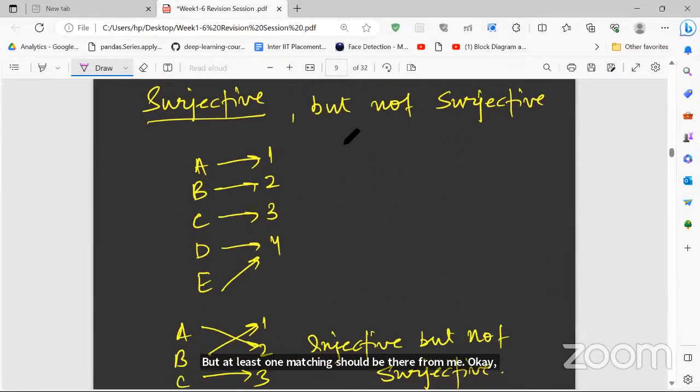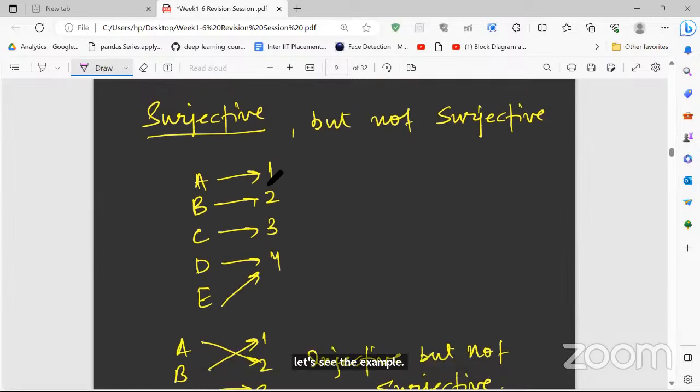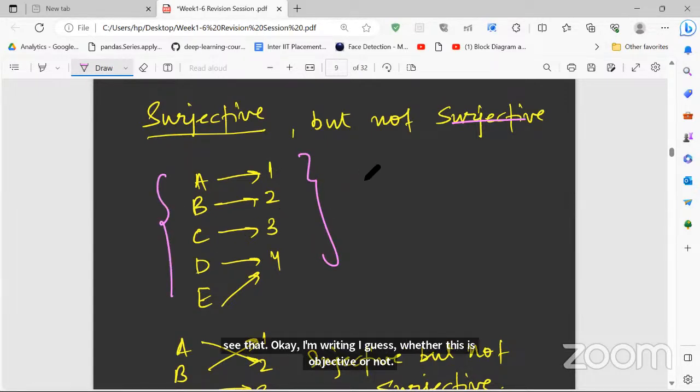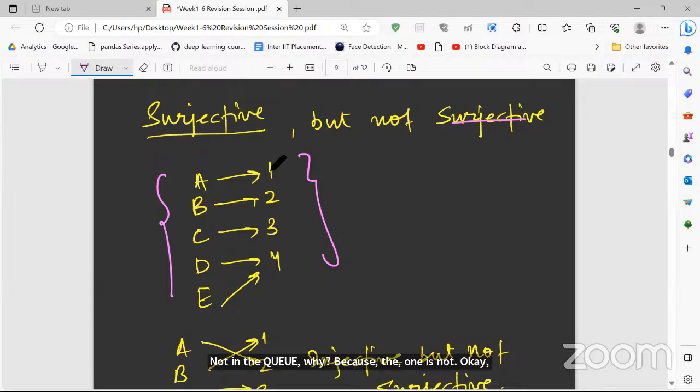You have this surjective example. Let's check it for each and every case. I am writing this; can you tell me whether this is injective or not? Sir, it is not injective. Not injective, why? Because many to one is not okay. And this is surjective because for every element the codomain is covered. For each element you have at least one matching from this set. There can be more than one, but at least one should be there.